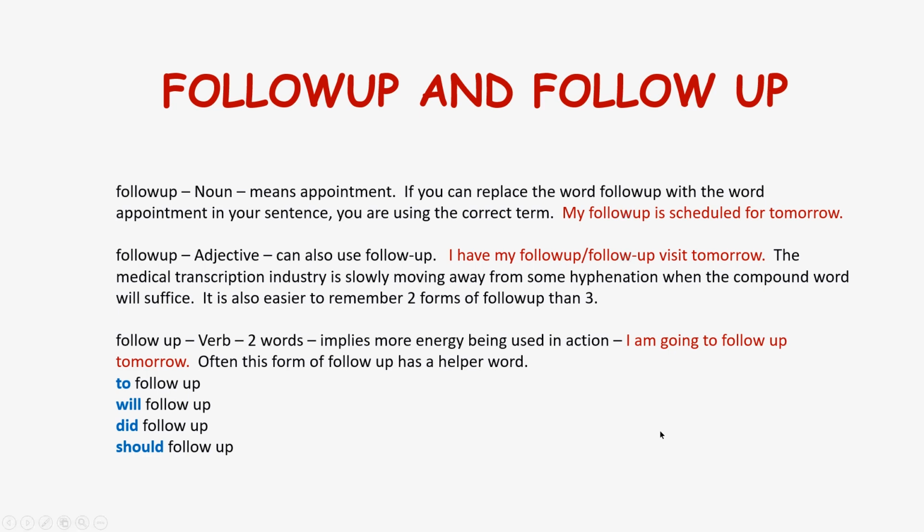Then we get to the verb. Follow up, verb, two words. Think of two words taking more energy to hit that space bar and type two words. It's an action word. I'm going to follow up tomorrow. I am going to appointment tomorrow would sound silly, wouldn't it? So that's the reason why we know it can't be the one word, because we can't put appointment there. So it must be the two-word form. And often the two-word form will have a helper word like to follow up, will follow up, did follow up, and so on.